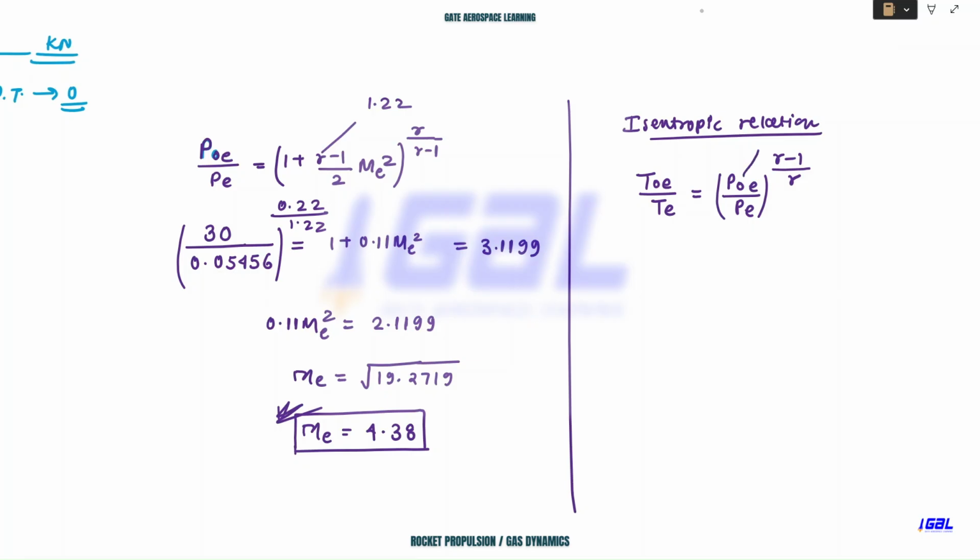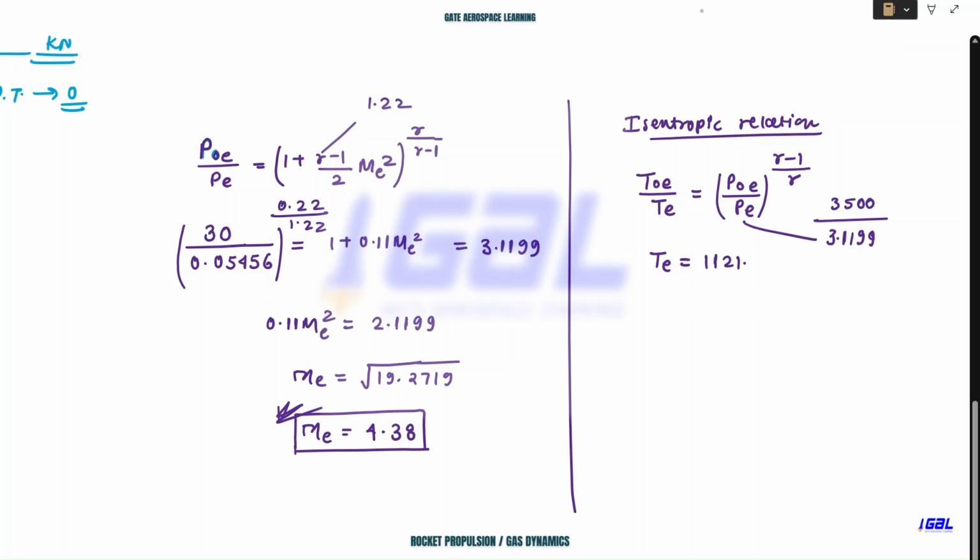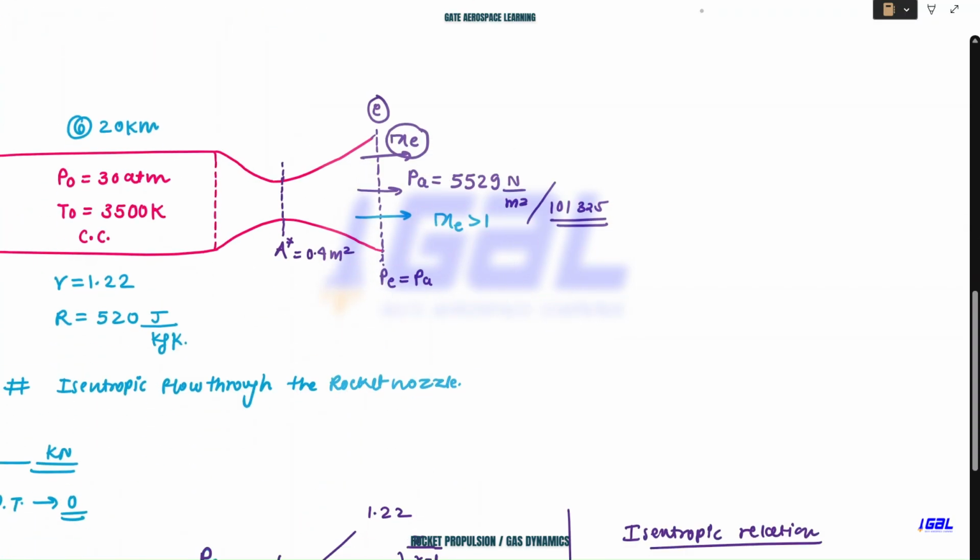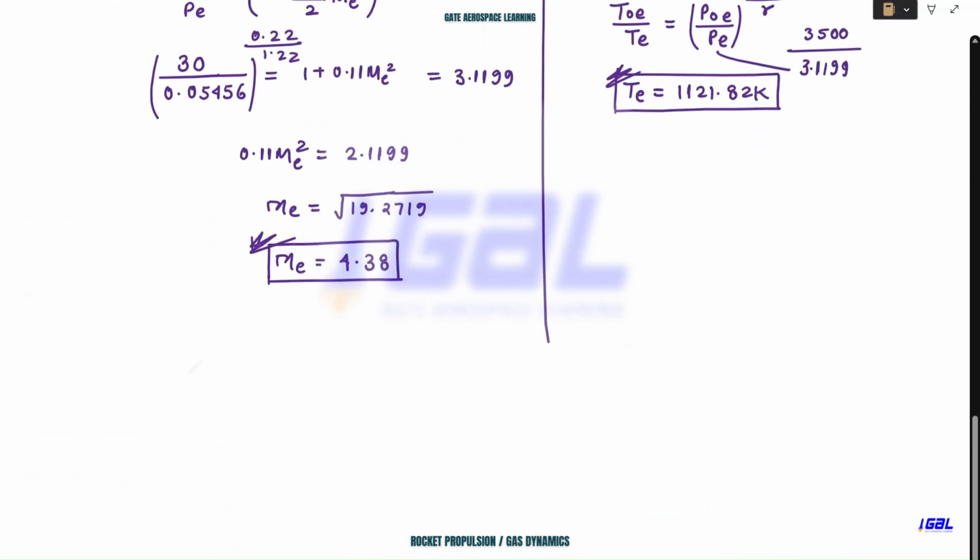PE is already known to you, P naught E is already known to you, gamma is already known to you, T naught E, which is 3500 Kelvin, is also known. So you can easily calculate TE from here, and this ratio I got as 3.1199. Solve this: divide this by 3500, solve for TE, and you will get 112.82 Kelvin. So this becomes your nozzle exit plane static temperature. Now I think it is easy.